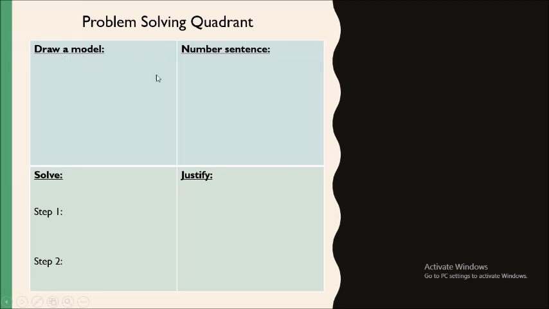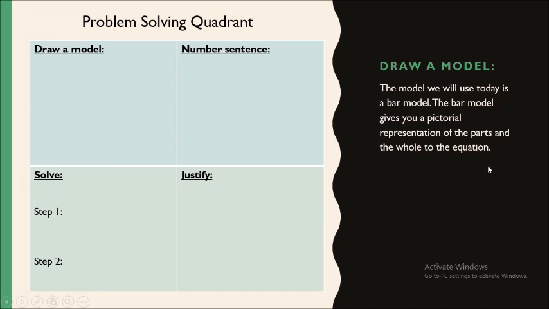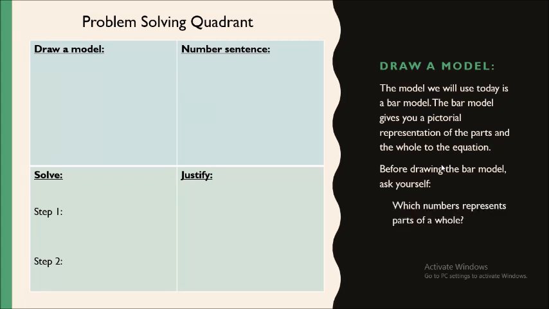So first, let's draw a model. The model we will use today is a bar model. The bar model gives you a pictorial representation of the part and the whole to the equation. Before drawing the bar model, ask yourself, which numbers represent parts of a whole? And which numbers represent a whole or the total?